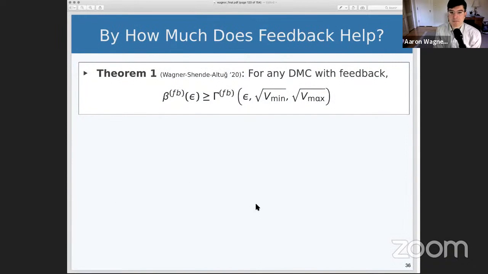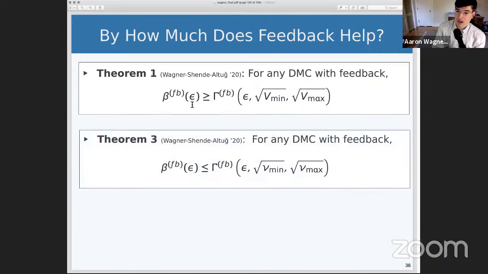All right. How much does feedback help? Okay, so for compound dispersion DMCs, we saw that the second order coding rate can be improved with feedback. In fact, it is improved with feedback. We have a lower bound on the second order coding rate. You can ask, is this tight? Can we prove an upper bound on the second order coding rate? So we have an upper bound that is sometimes tight, but not always.